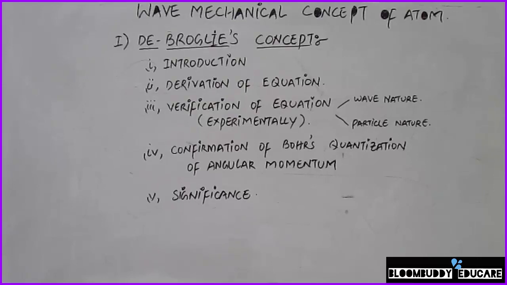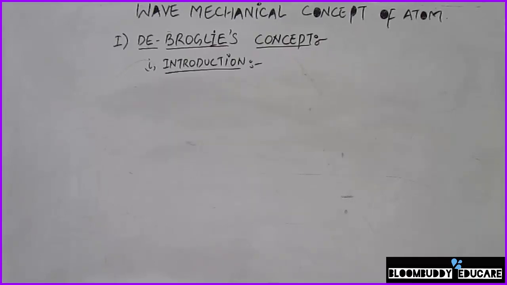Fourthly, we will see how de Broglie's equation can be applied to the confirmation of Bohr's quantization of angular momentum. And lastly, we will look at the significance or some of the limitations that de Broglie's concept has, and we will wrap up the lecture with that. Now let's move towards the introduction part.